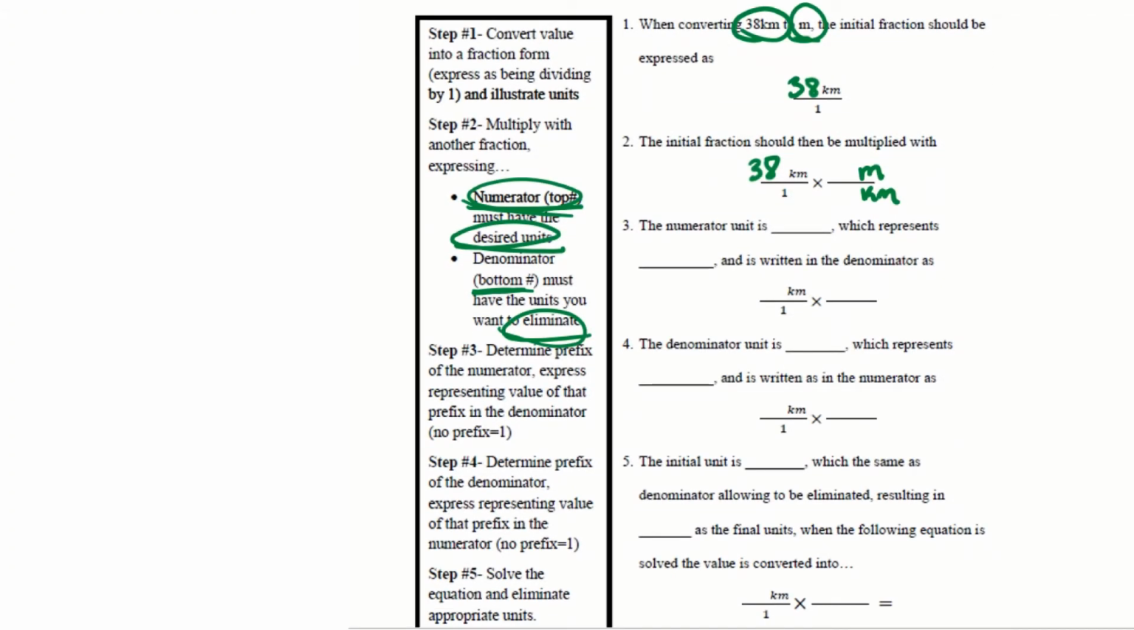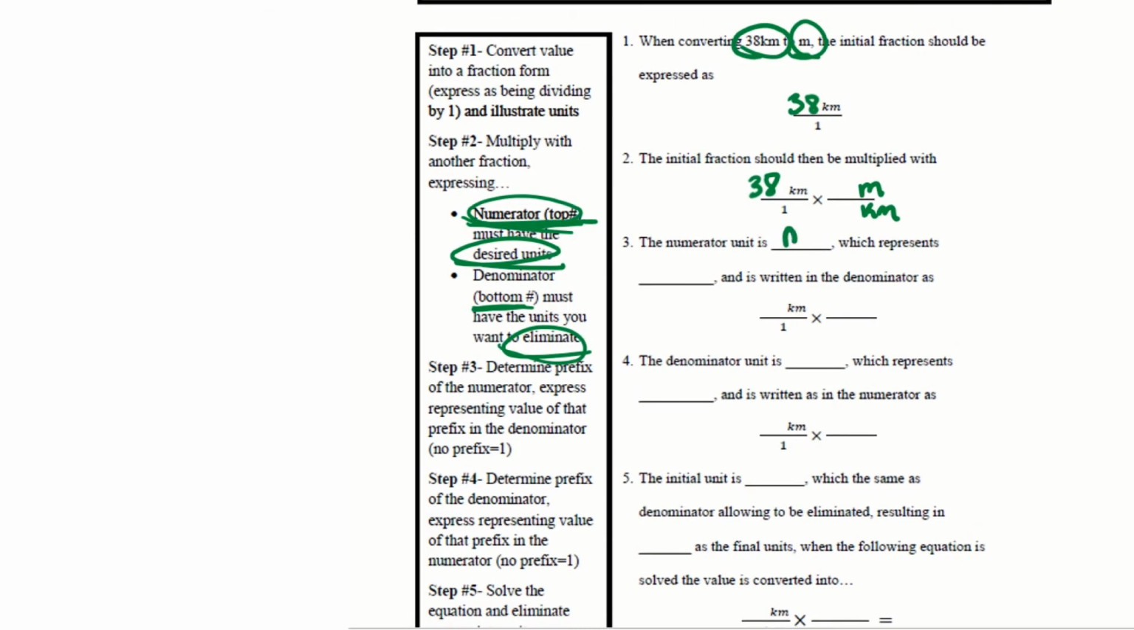Okay, step 3. Determine the prefix of the numerator. Express the representing value of that prefix in the denominator. Now, number 3 says the numerator unit is, so in this case, when we're looking at the top value, it was meters, which represents what? Well, remember, meters is not a prefix. Meters is a base unit, meaning no prefix. So when we are writing it in, and it tells you in step 3, if there's no prefix, when we're writing it in the denominator, we would actually be writing it in as a 1.